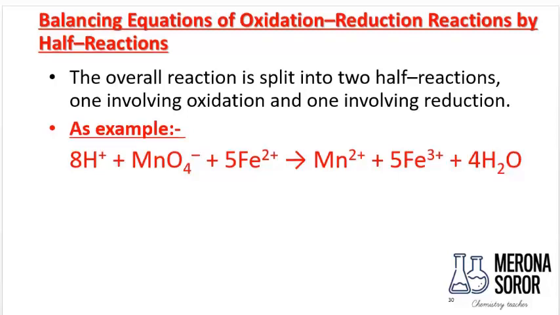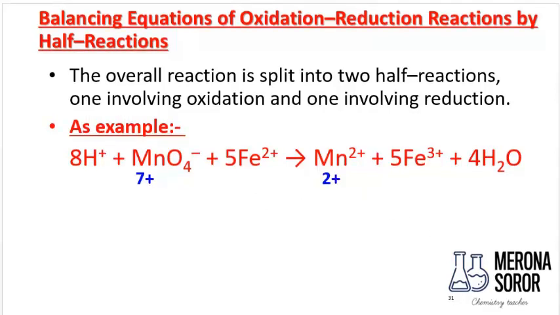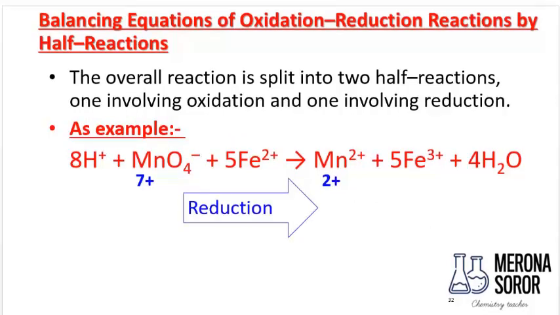To split this reaction into two halves, we have to identify the change that occurs in each element in this equation. Mn changes from oxidation state 7 positive into 2 positive. So what happened? Oxidized or reduced? Good, it reduced. It is a reduction reaction.